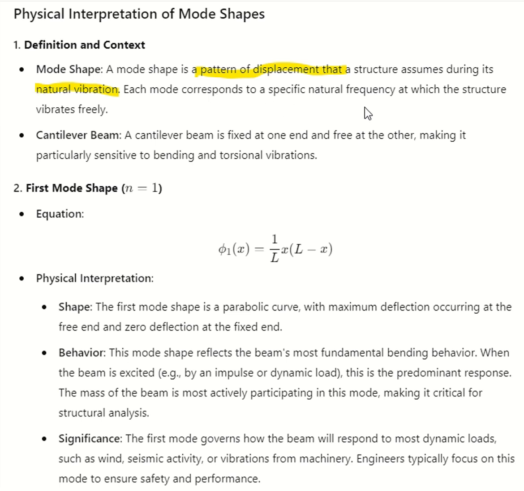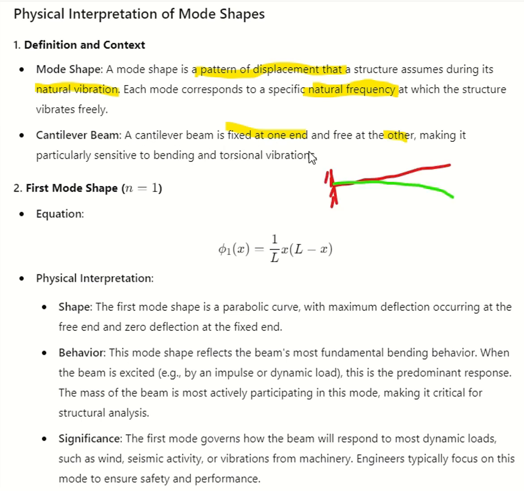Each mode corresponds to a specific natural frequency. So for each natural frequency, there will be one mode at which the structure vibrates freely. Okay, cantilever beam. A cantilever beam is fixed at one end and free at the other, making it particularly sensitive to bending and torsional vibrations.